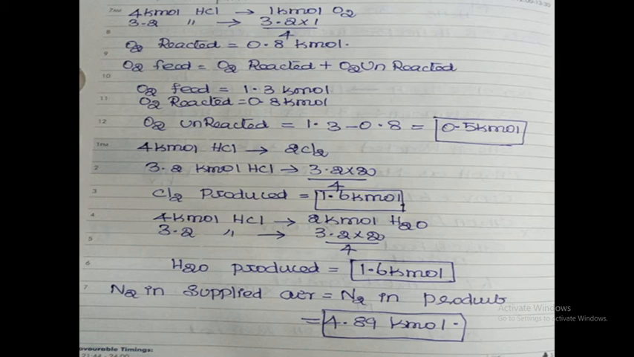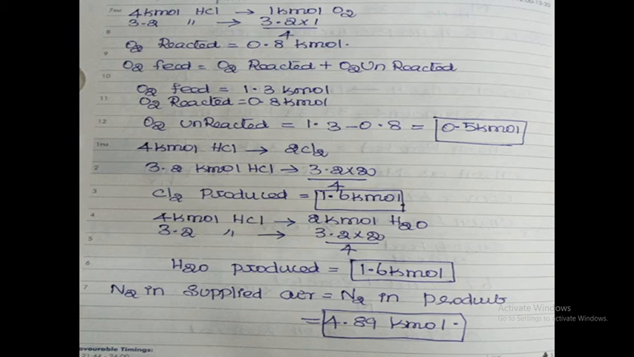Okay. Next we are going to concentrate on the products. What are the products here? One is chlorine, another is water. So how much chlorine is produced and how much water is produced from the reaction? As per the reaction, 4 kilomole of HCl produces 2 kilomole of chlorine. How many kilomole of HCl is reacted as per the problem? 3.2 kilomole. So 3.2 kilomole HCl reacted means how much chlorine is produced? 3.2 into 2 divided by 4. So the chlorine produced is 1.6 kilomole.